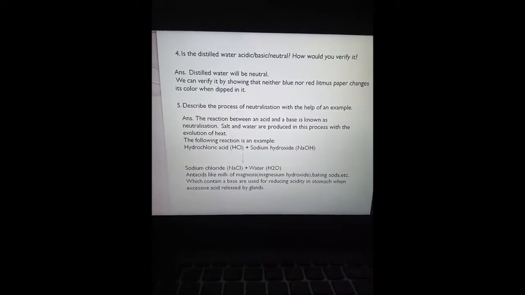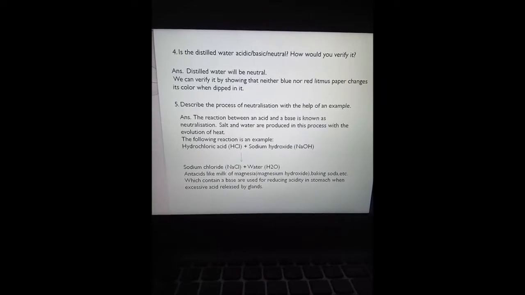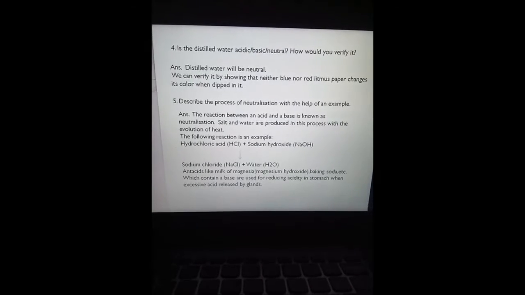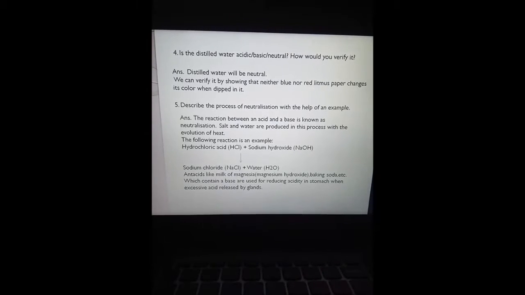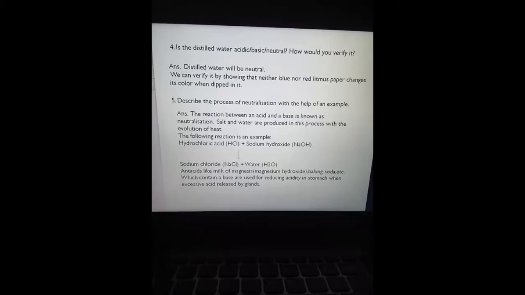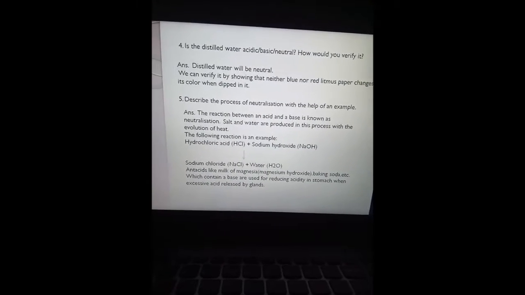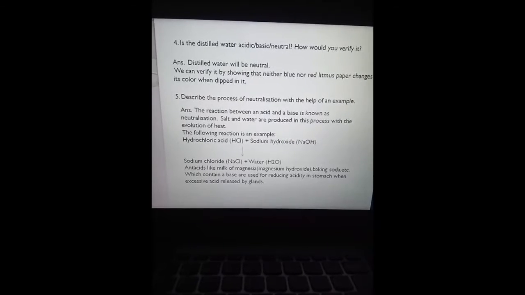Antacids like milk of magnesia, baking soda. Milk of magnesia is magnesium hydroxide, which is a base. So of course it contains base. So in case of acidity, if we use such substances which contain base, it will lead to neutralization and we will get relief from acidity. Acidity is due to excessive release of acid by the glands. So we can cure acidity using antacids.